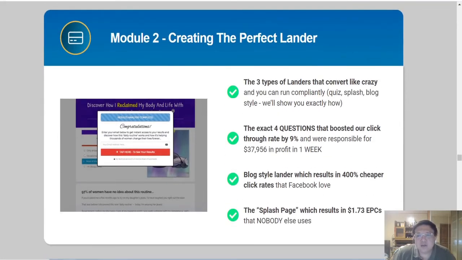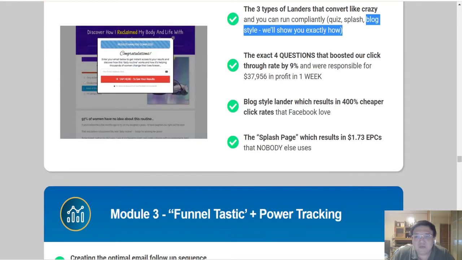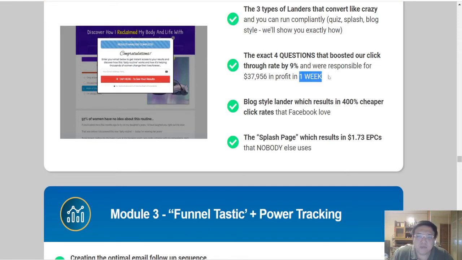So the 3 kinds of lander that actually convert like crazy, and whereby he will share with you how to actually run them compliantly with the Facebook ads platform: the quiz page, the splash page, and the blog style. He will share with you exactly how to run all these landers, and the exact 4 questions that boosted the click-through rate by over 9% and were responsible for almost $38,000 of profit in just 1 week, guys.